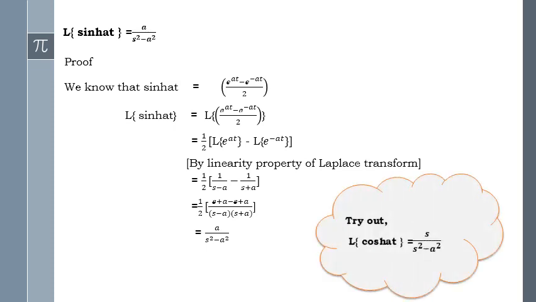Similarly, by making use of the formula cos h at is equal to e power at plus e power minus at by 2, we get the Laplace transform of cos h at as s by s square minus a square.